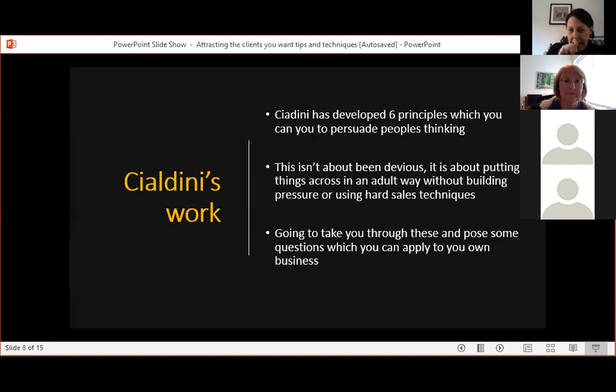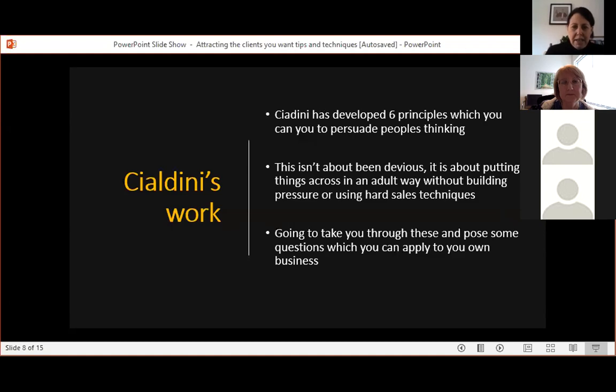Okay, so just an interesting concept, because I think that really ties in with the work of Cialdini. And you've probably heard us mention Cialdini's work before, but he's developed 6 principles which you can use to persuade people's thinking. Don't think this is about being devious and underhand in how you deal with things, or used car dealership type things. It's a way of putting things across, in my mind, in an adult way, without using pressure, without using hard sales techniques, to help them to elicit an adult response and actually do something about what you say.